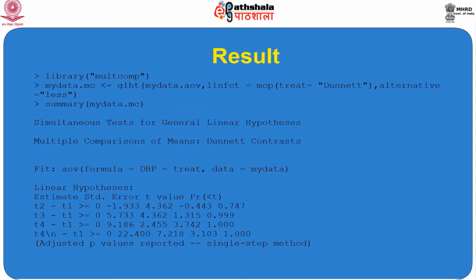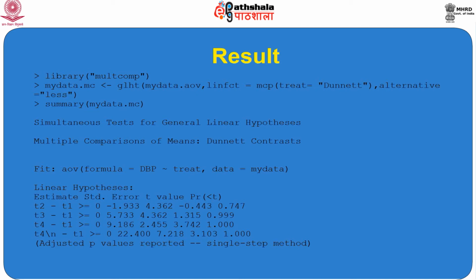So now we will go to the next slide, where we are going to see the results observed by applying the library called multcomp, and as the glht function we are using the choice Dunnett, written in inverted commas as "Dunnett", and as the alternative we are putting "less".